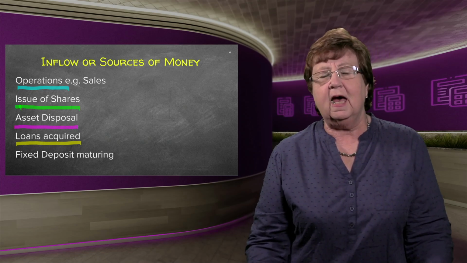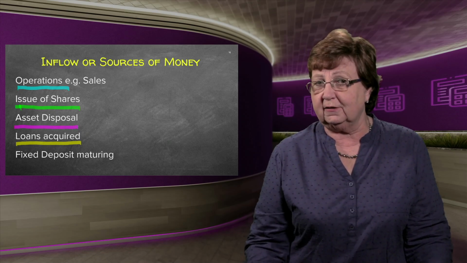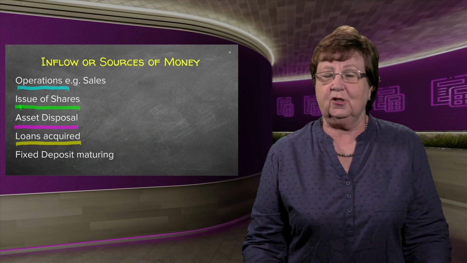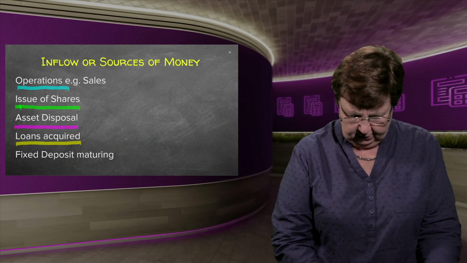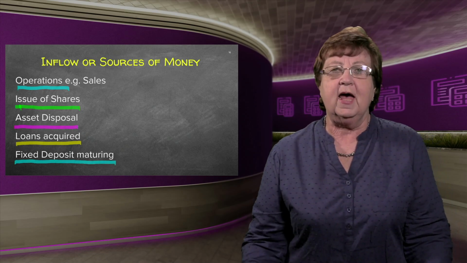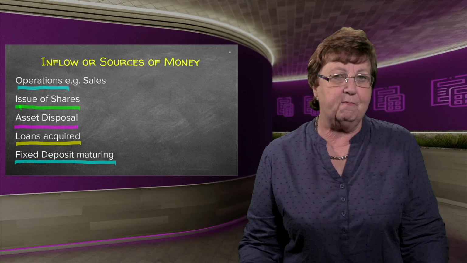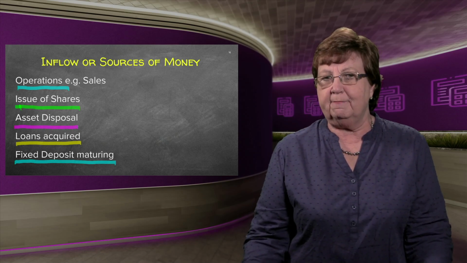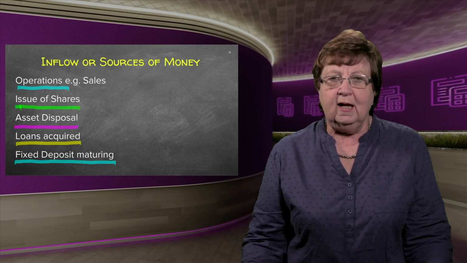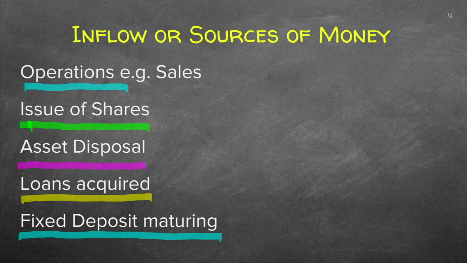And then fifthly, when a fixed deposit has matured, again, the financial institution will deposit money into the business's bank account. And so those are my 5 main sources of where a business will get money. Let's just go over them again. Operations, in other words, selling or services rendered, depending on what kind of a business we are, or even maybe a combined business. Issue of shares, asset disposal, loans acquired, and fixed deposits maturing.